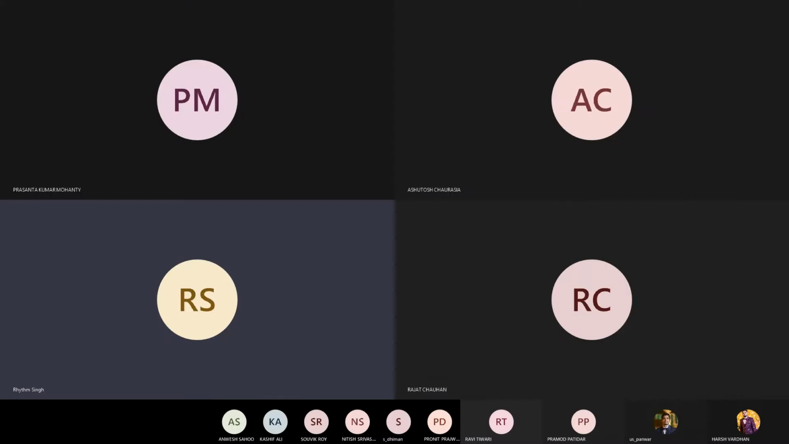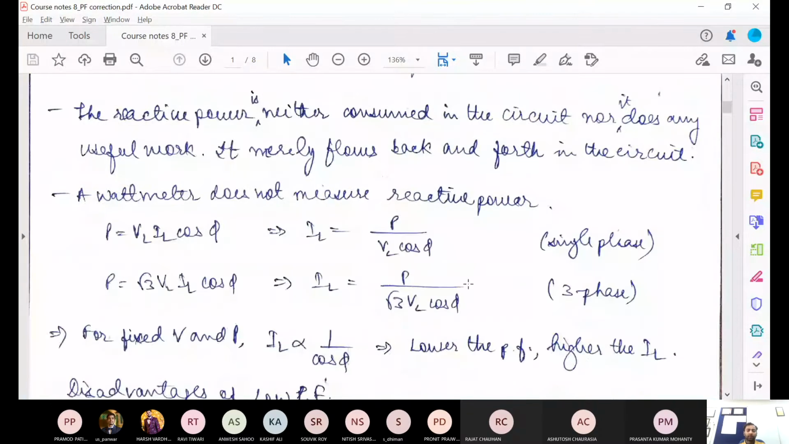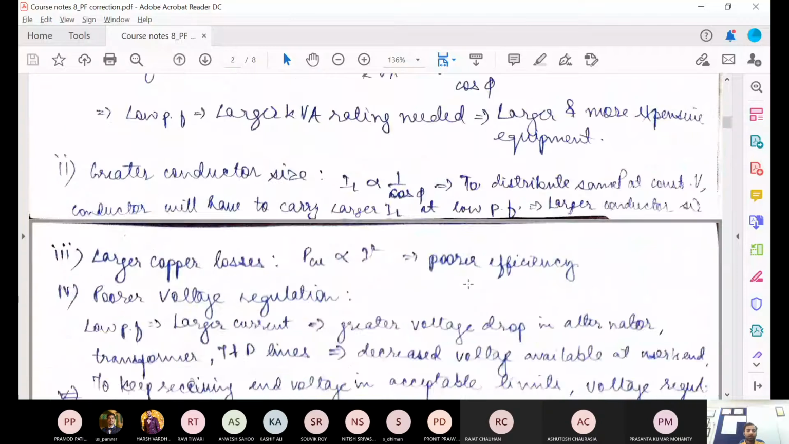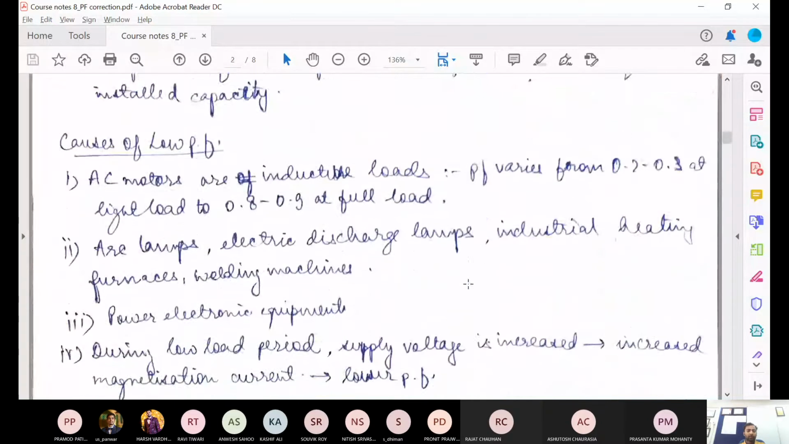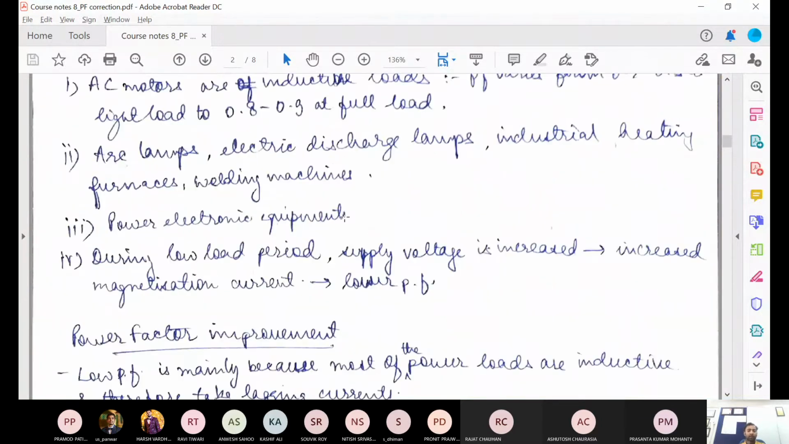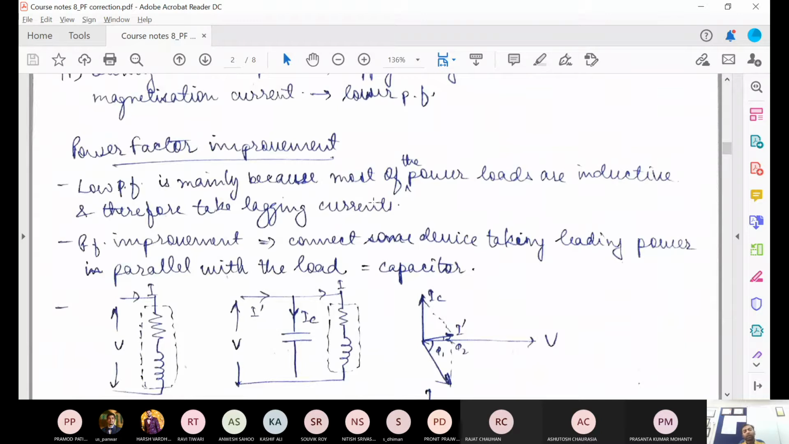So in these basic concepts we looked at, and then we looked at the disadvantages of low power factor, and then we looked at the causes of low power factor, different types of loads which induce that low power factor in the circuit. And then we looked at the power factor improvement, the basic concept, and it's basically that because the overall loads are lagging, we need a leading load or a capacitor type load to be introduced in the system to balance out the lagging load.